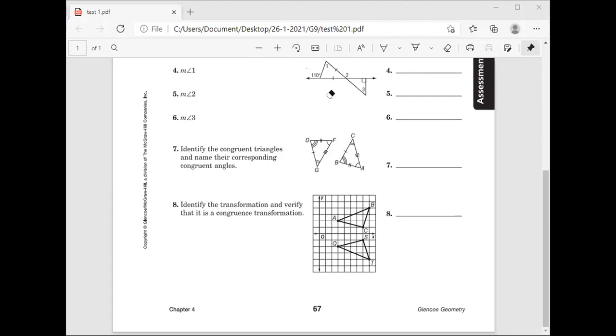Yes. And as you said that we have an isosceles triangle, the base angles will be equal. Which means the measure of angle 1 will equal 70 degrees.